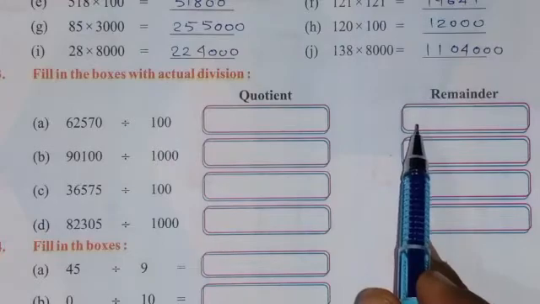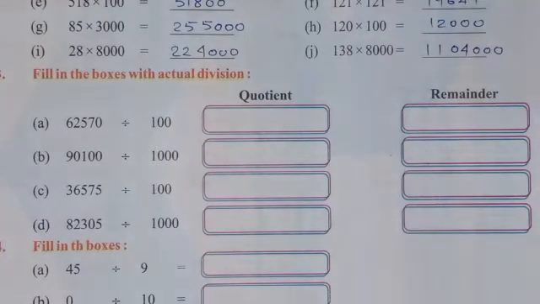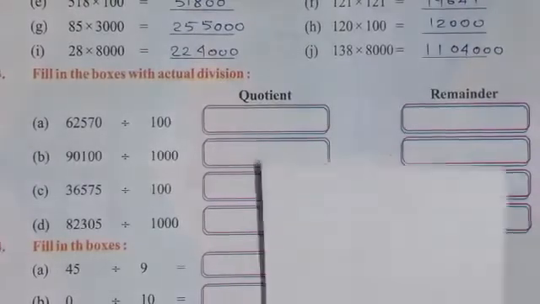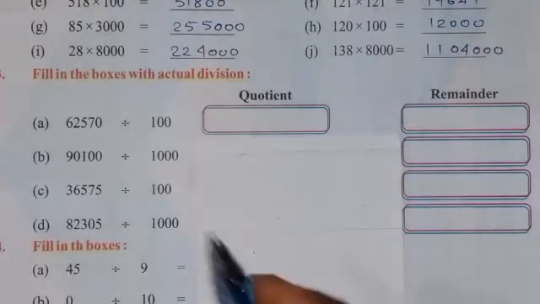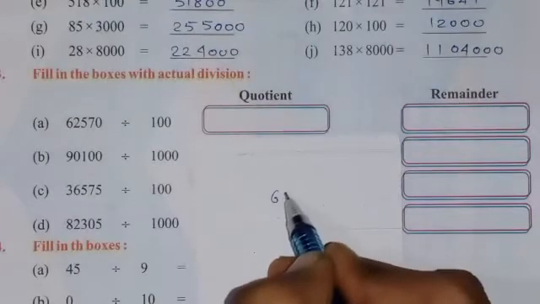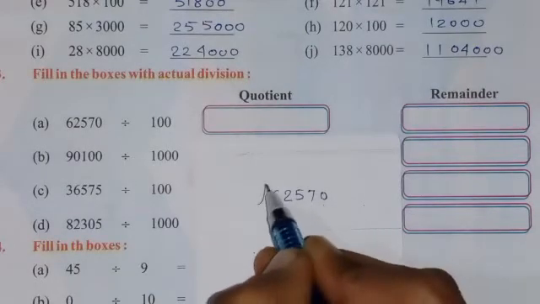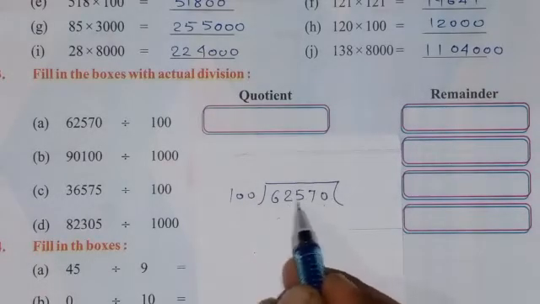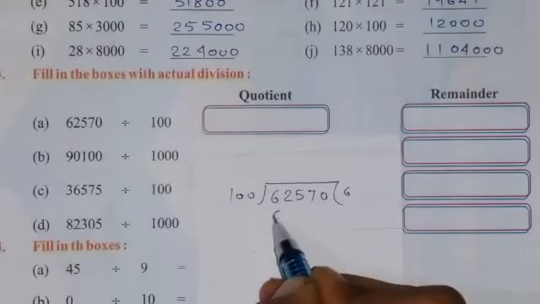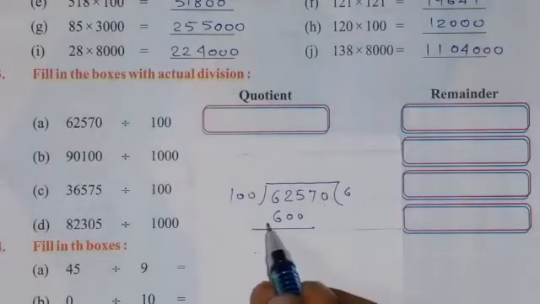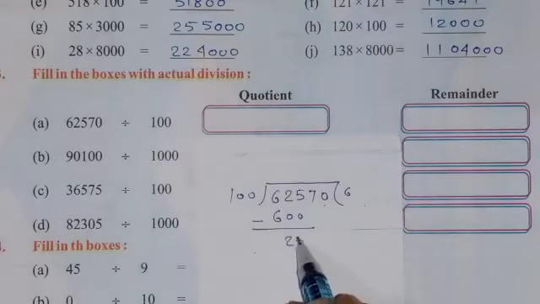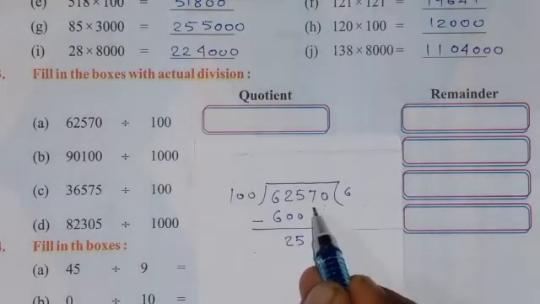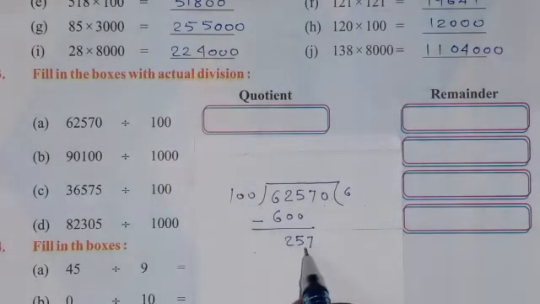Okay students, first I am going to tell you how to divide. See the first question, we have to divide 62570 by 100. So start dividing. If we divide 625 by 100, this will divide 6 times, we will get 600. Okay students, now subtract these two numbers, you will get 25. Now you have to write down the next digit 7 here. Now divide 2 times, there will be 200, and on subtracting you will get 57.